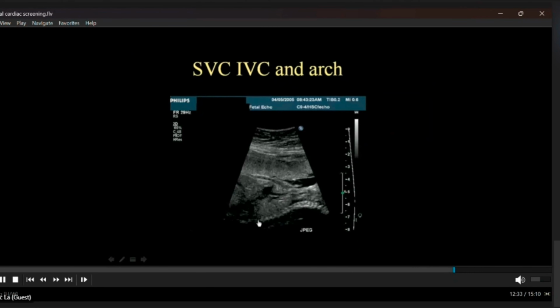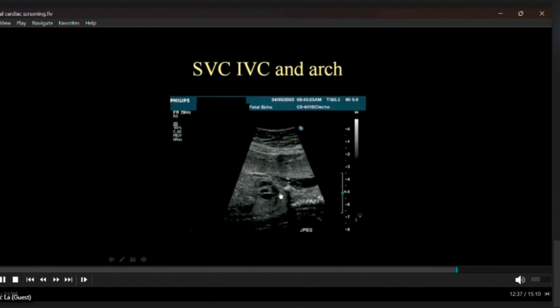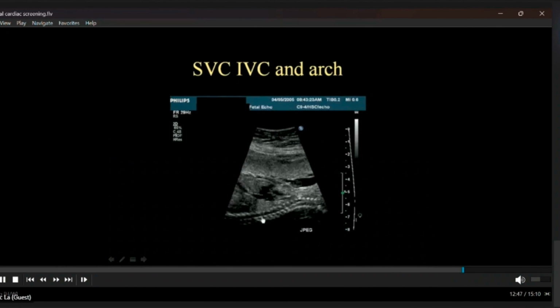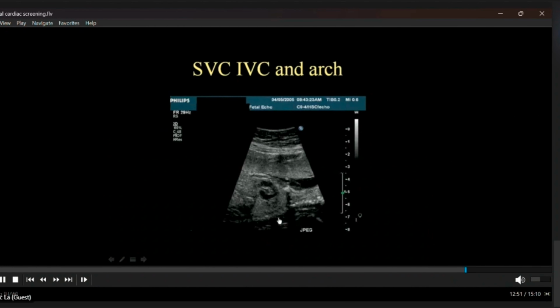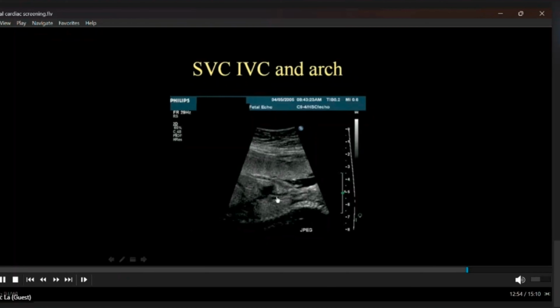This is an example showing both arches. This is the aortic arch with the head and neck vessel, and then this is the ductal arch, which is longer one coming from anterior. The aortic arch is coming from middle of the heart. It takes a shorter cut, and it is showing the head and neck vessels. So here we are just sweeping between the ductal arch and the aortic arch.